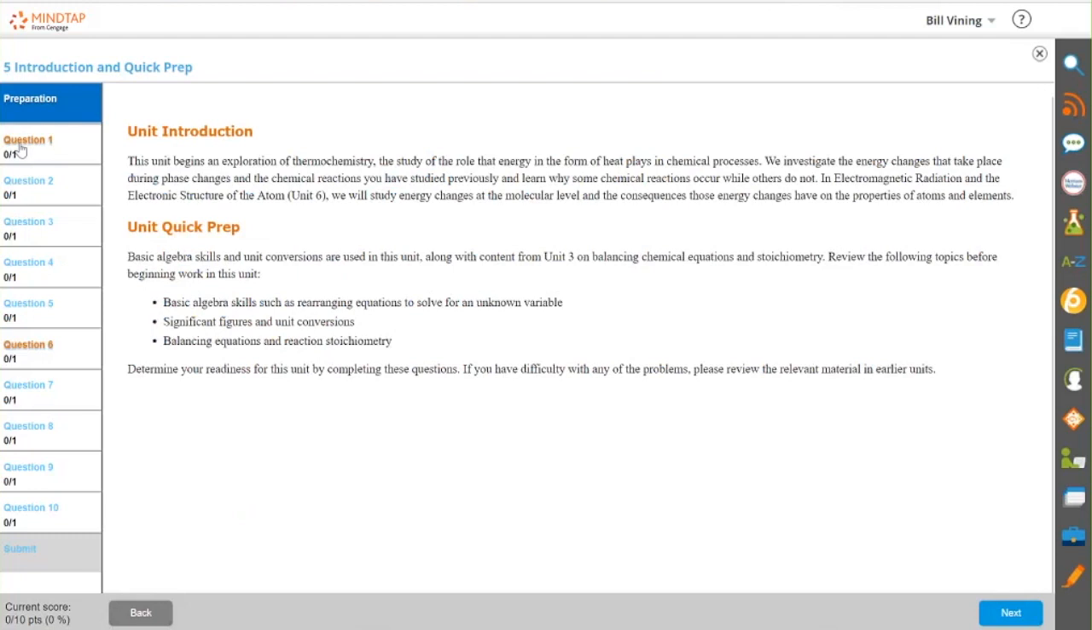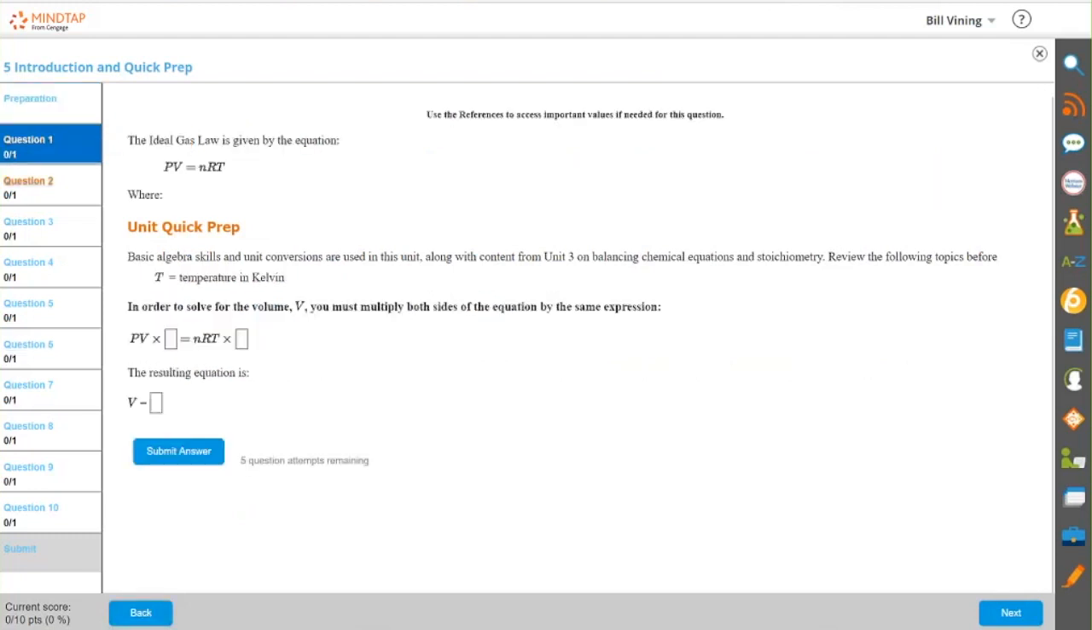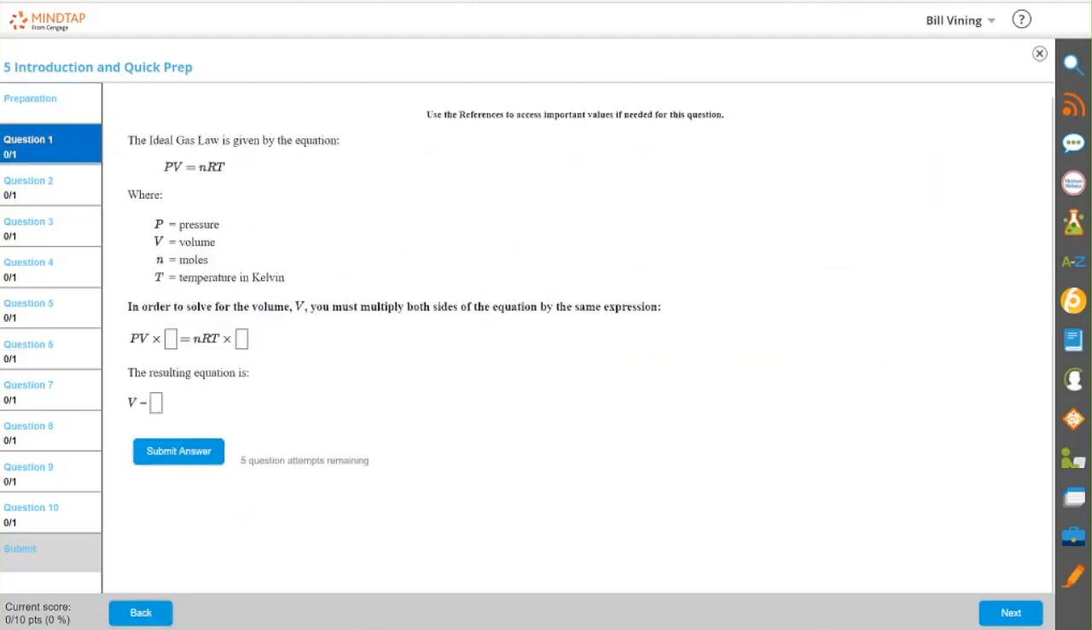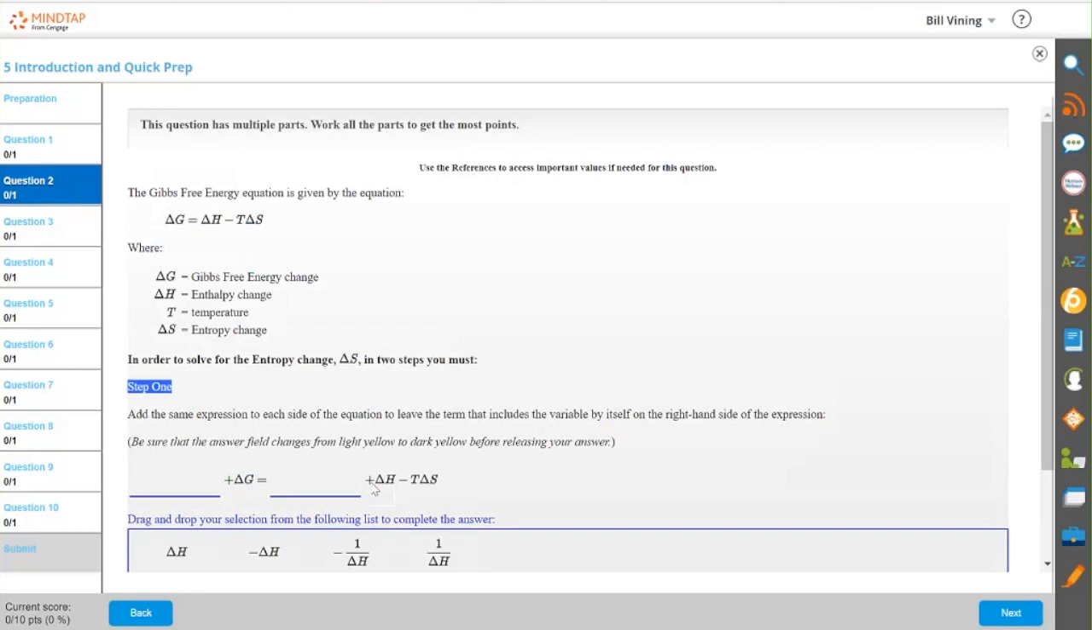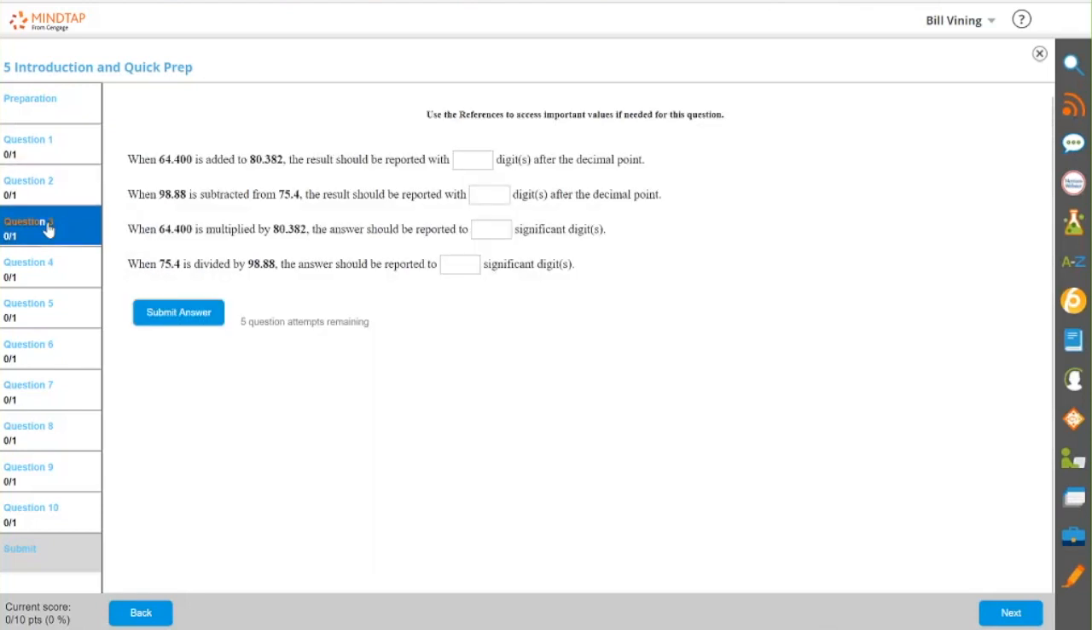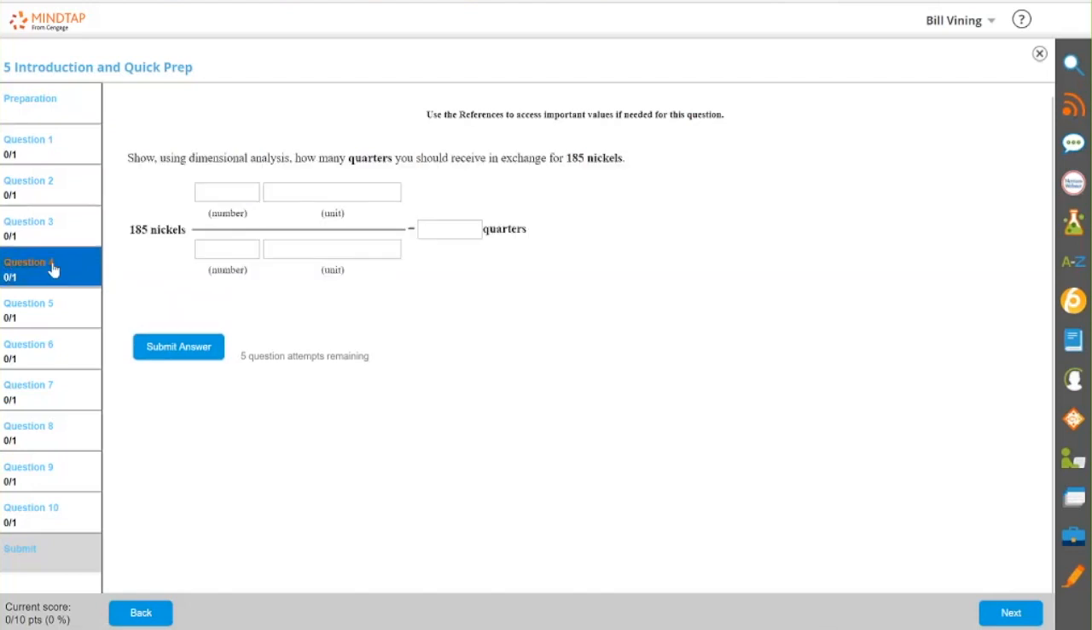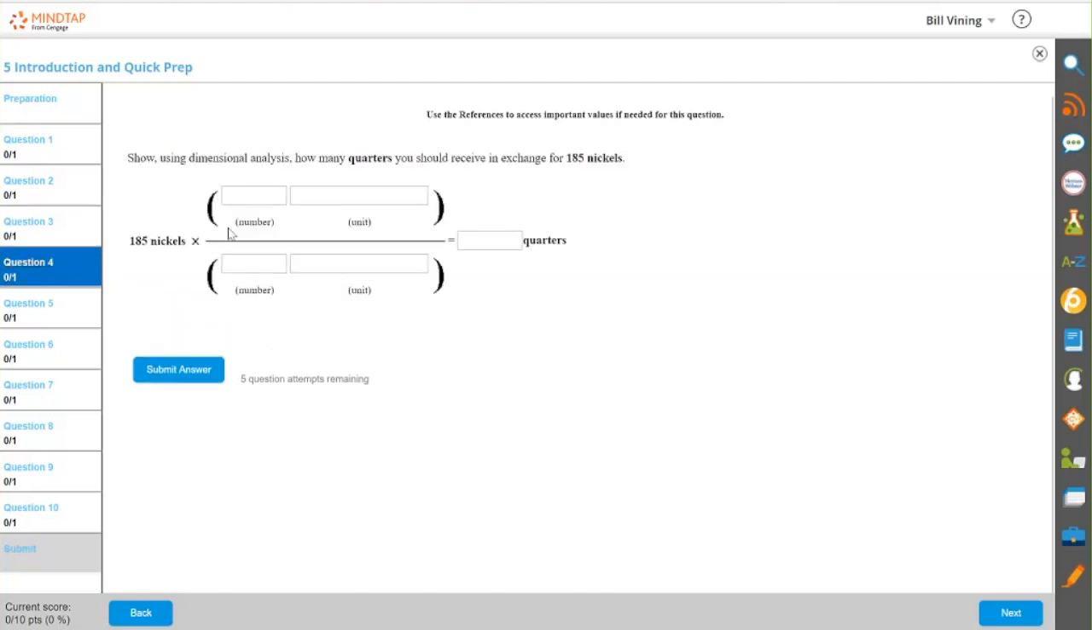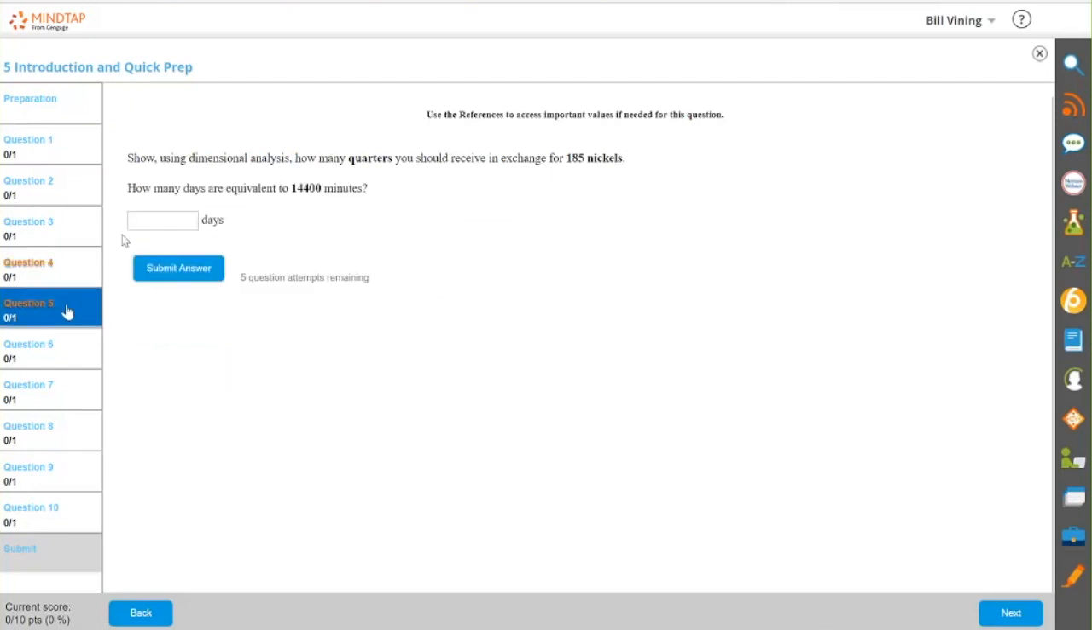Students go through, and the first one is an algebra question, rearranging an equation. You'll see that we use chemical-type symbols and variables for this. Essentially, how would you rearrange this equation? Here's another one for more algebra practice. Here's one for significant figures. Here's one for dimensional analysis, unit conversion type things. Here's a dimensional analysis problem.